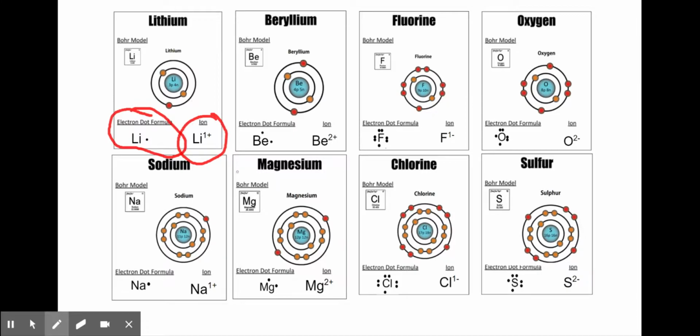We found that some of them, like lithium, beryllium, sodium, and magnesium, were called cations because they have positive ions, while others, fluorine, oxygen, chlorine, and sulfur, are called anions because they form negative ions.